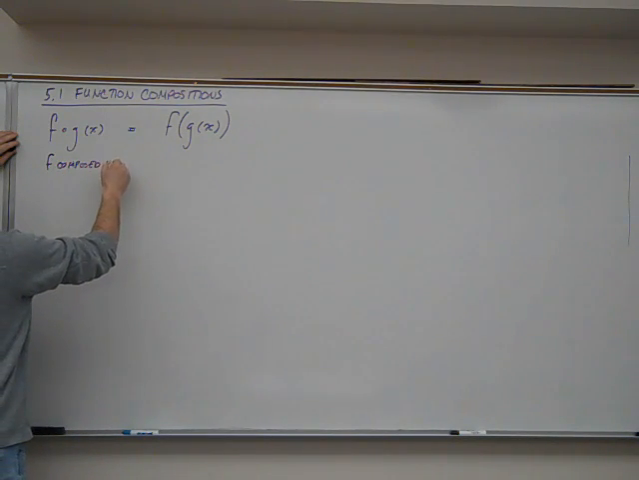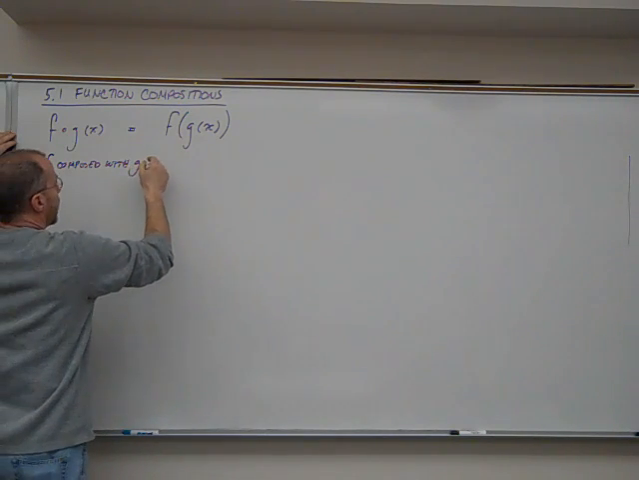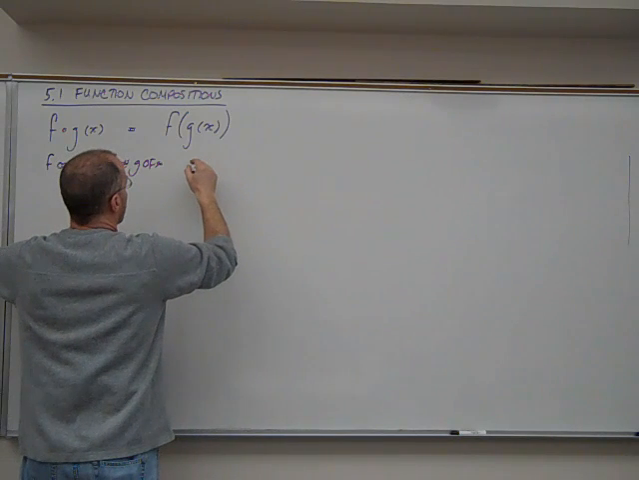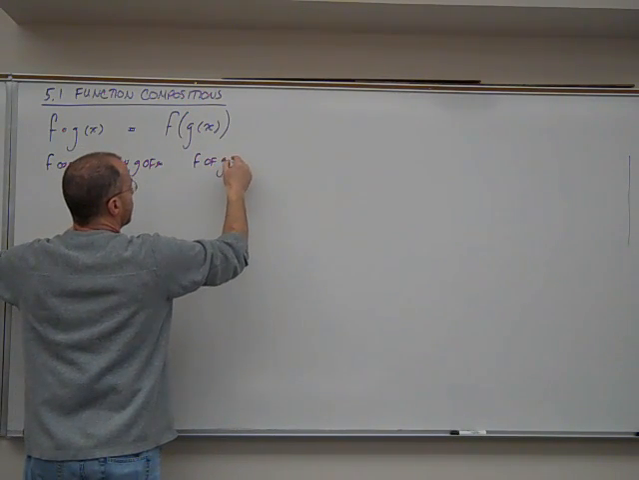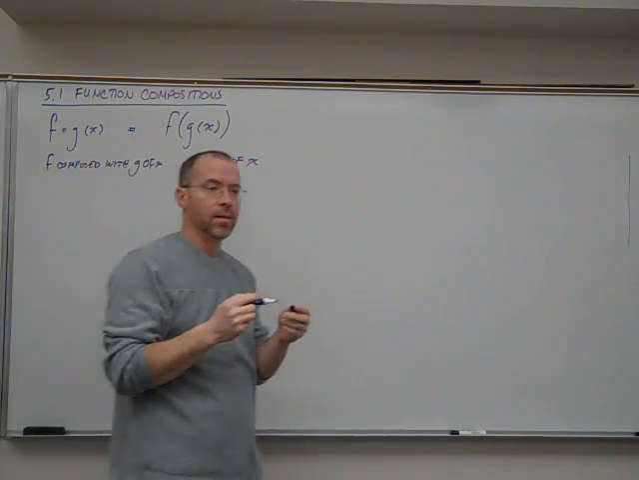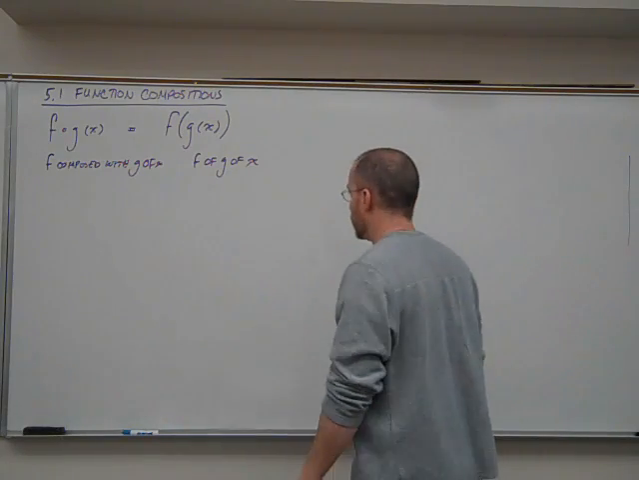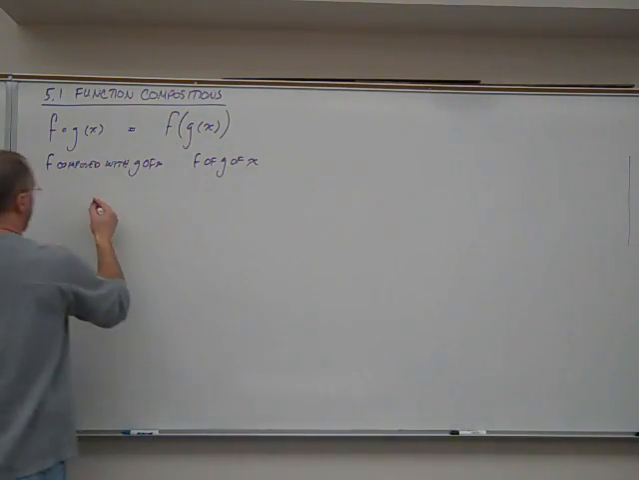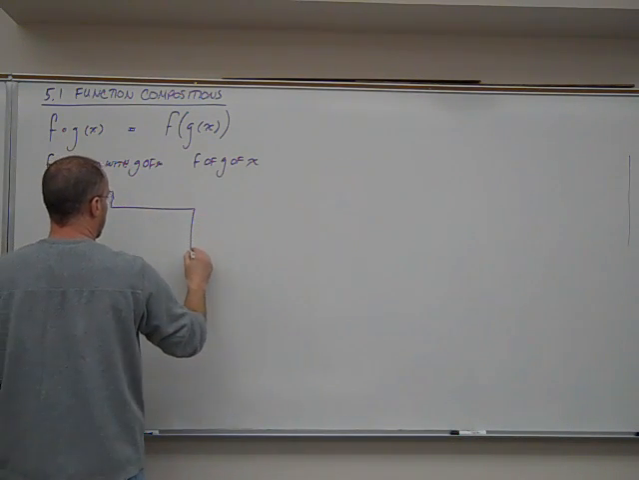F composed with g of x is f of g of x, is how that would be pronounced in language. And let's take a look at a kind of a function machine picture of what's going on here.